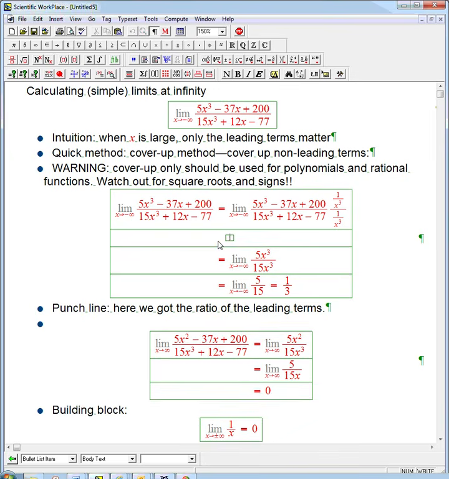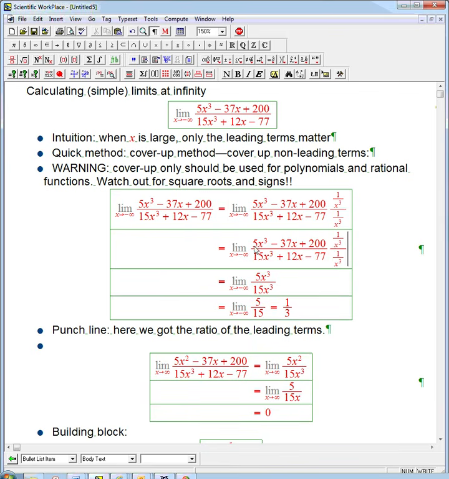So let me insert another line in here. I'm just going to distribute that 1 over x cubed through everything. So 5x cubed over x cubed is just going to be a 5. Minus 37x, well, x over x cubed, that turns this into a 1 over x squared. And then the 200 over x cubed, that's going to turn this into this guy. So I've taken care of that guy. Again, distributing through a 1 over x cubed, that's going to turn this into a number. It's going to turn this into x over x cubed, or 1 over x squared. And it's going to turn this into 77 over x cubed.